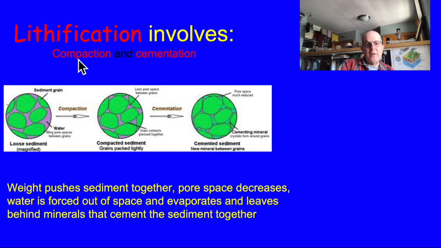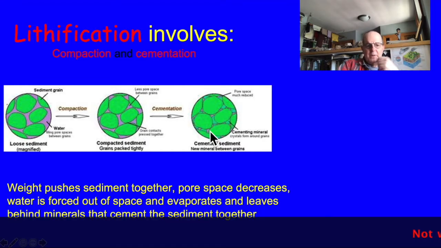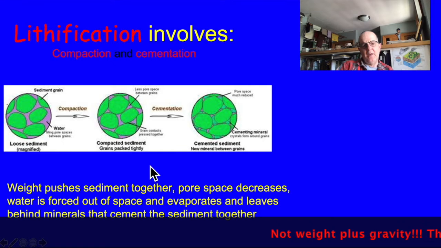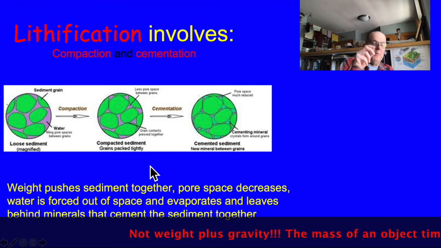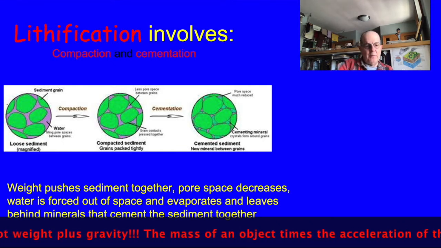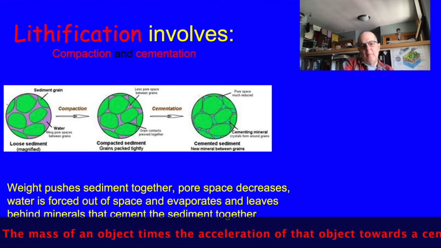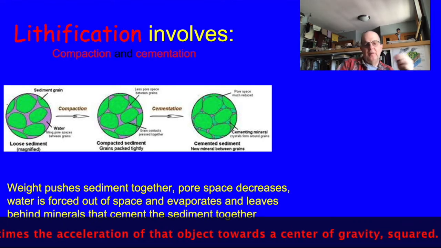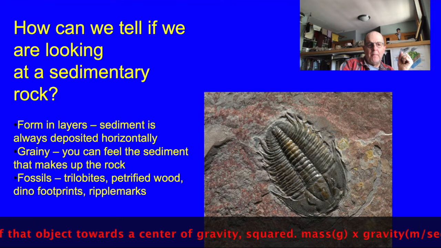Lithification involves compaction and cementation. You slowly compress the sediments to the point where they are as close together as they can be, and then between them, over time, typically a calcite cement will hold them together. Weight pushes the sediment together, or one could argue weight is, of course, mass plus gravity. Pore space decreases, water is forced out of the space and evaporates and leaves behind minerals that cement the sediment together.